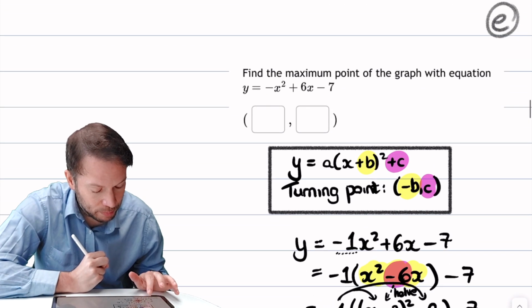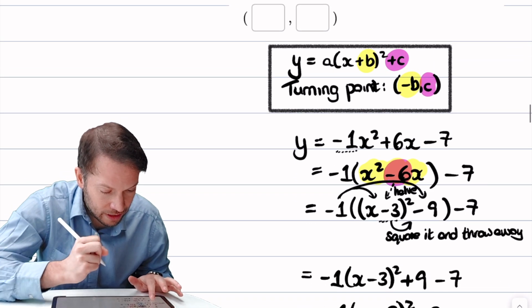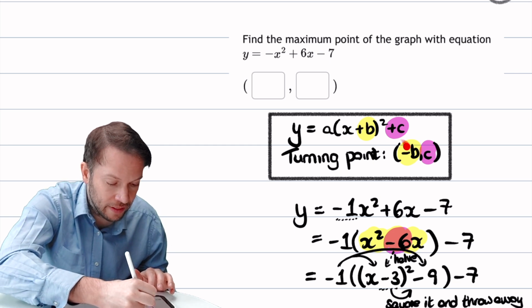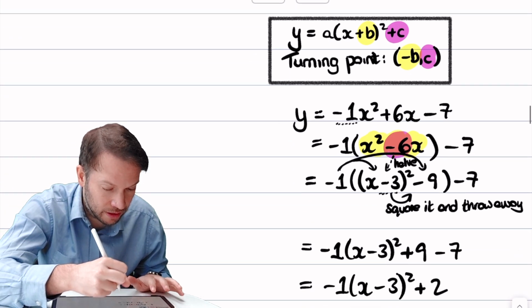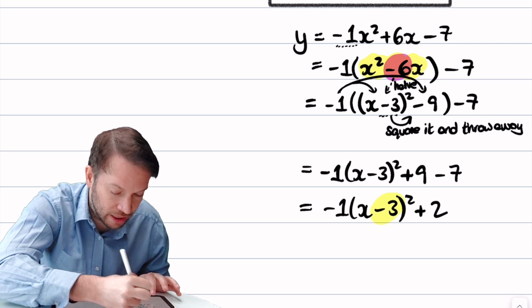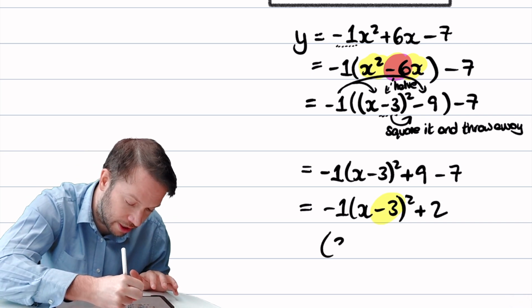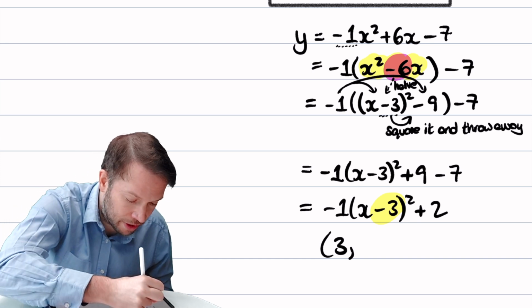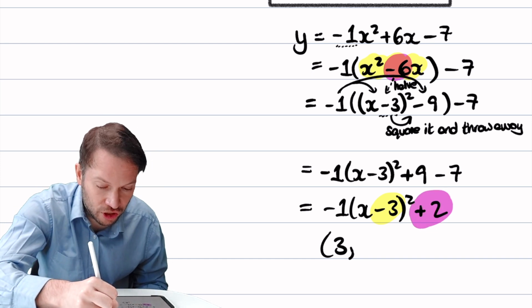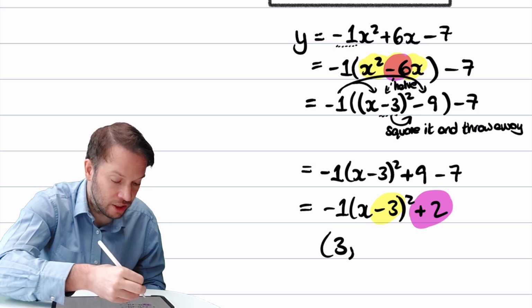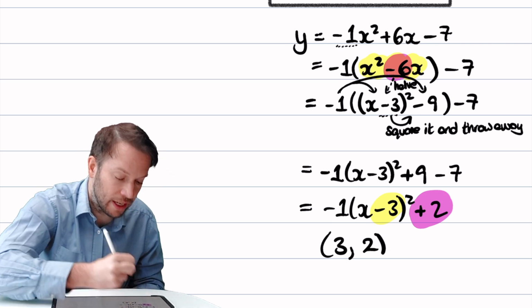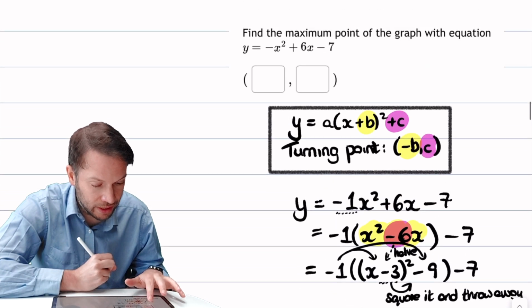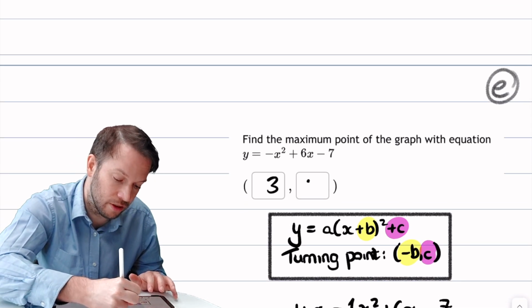Let's look back at this box here. We said that this number after the x, we negate that as the x value of our turning point. So we're going to negate the minus 3 to become plus 3 as the x value. And then this number after the squared, we just use in its unchanged form as the y value for our turning point. So therefore, our turning point, in this case a maximum point, is going to be 3, 2, and we're done.